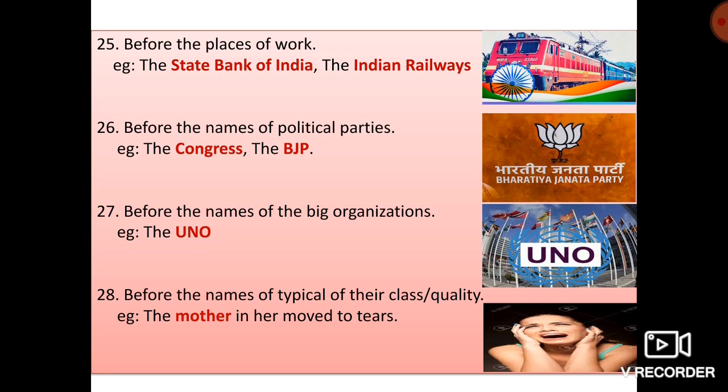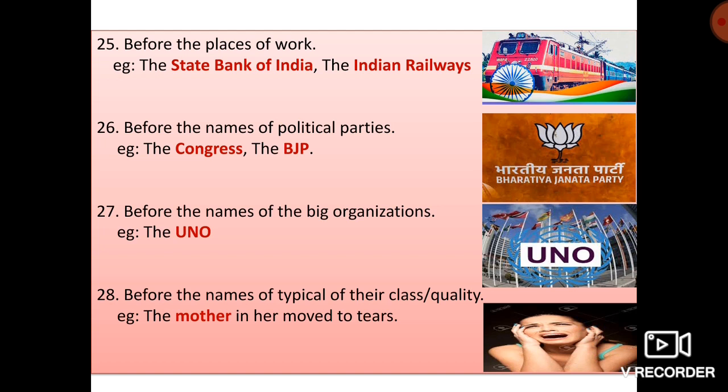Next is before the places of work. For example, the State Bank of India, the Indian Railways. Next, before the names of political parties, like the Congress, the BJP, the BSP. Before the names of the big organizations, like the UNO. UNO means United Nations Organization. It is a big organization.